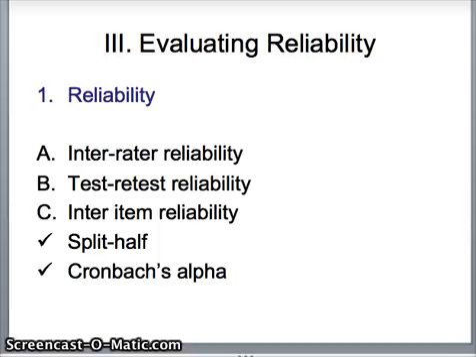And so there are different forms of reliability showing that the measure consistently measures what it's supposed to. One is inter-rater reliability.